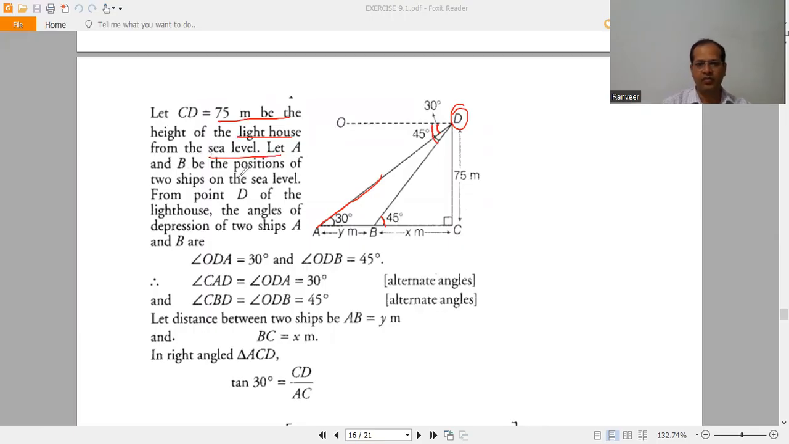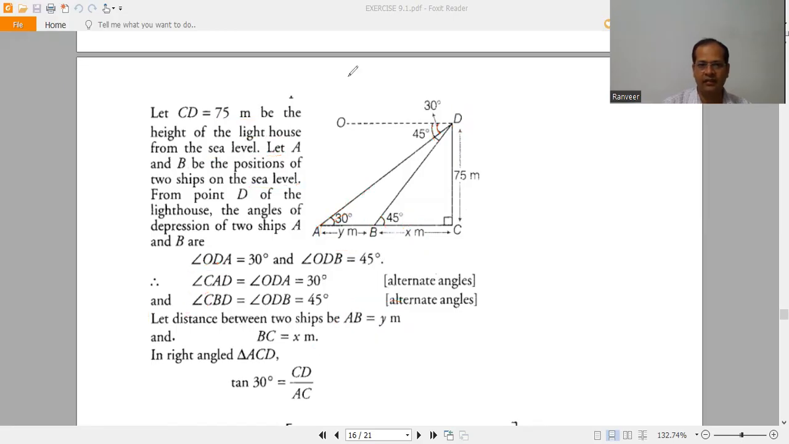A and B are the positions of two ships on the sea level on the same side from the point D of the lighthouse. So the angle of depression is, this is the angle that you can see. Now let the distance between two ships AB equal to y meter. This AB equal to y meter and BC equal to x meter.